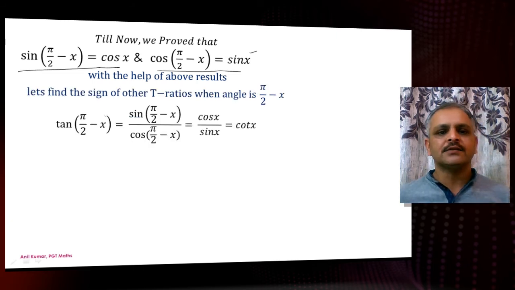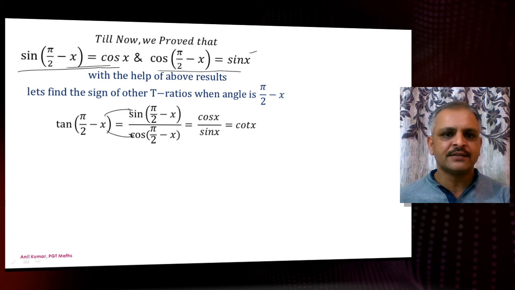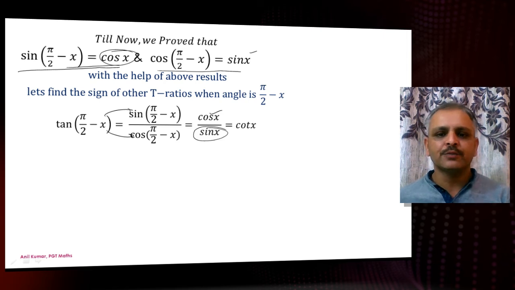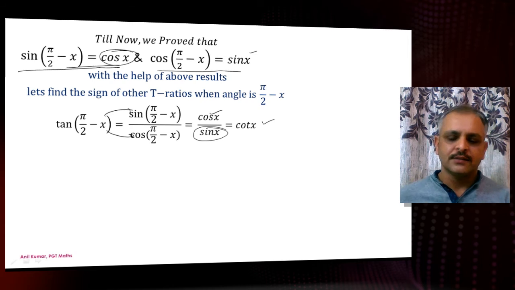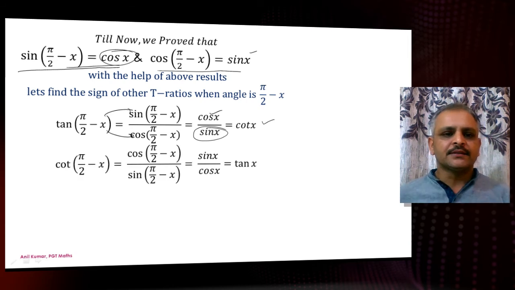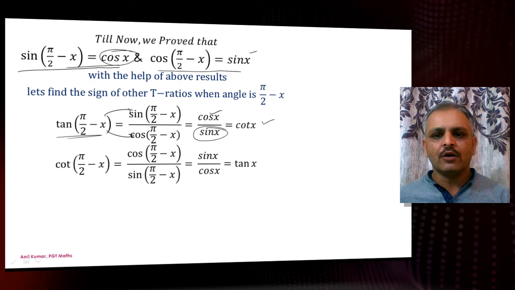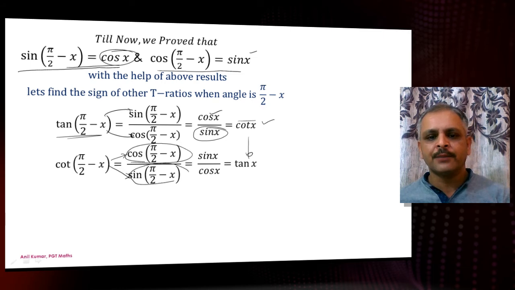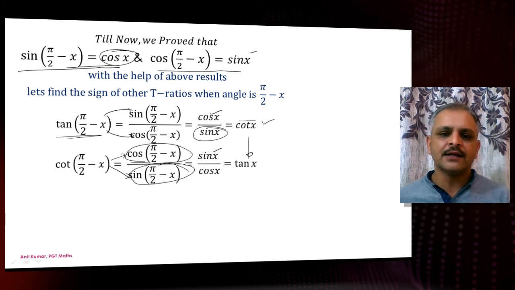As you know, tan is sin by cos, and it will become sin(pi/2 - x) upon cos(pi/2 - x), and sin(pi/2 - x) is equal to cos x, this one. So I put the value, and cos(pi/2 - x) will become sin x, and cos by sin will become cot x. Then cot x, it's a reciprocal of tan, so 1 by cot will become tan. Otherwise, we can write it as cos by sin and put the value of cos(pi/2 - x) and sin(pi/2 - x), which are sin x and cos x respectively, and our output will be tan x.